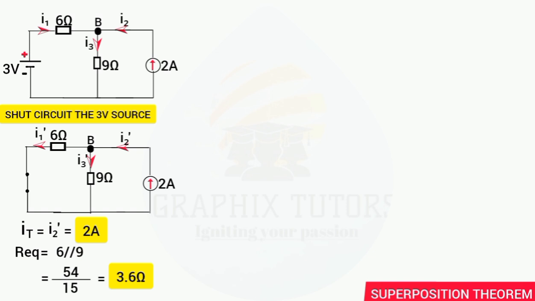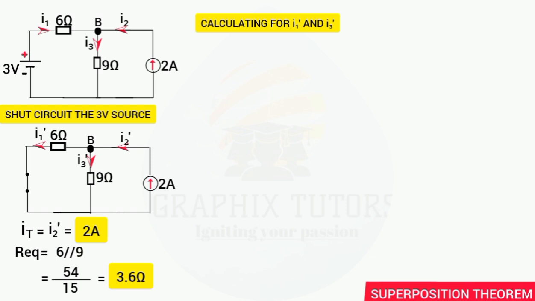Now we already know my value for I2 prime, which is 2A. Now we want to know the amount of the 2A that will flow through the 6 ohm, which is I1 prime. I want to know the amount of the 2A that will flow through the 9 ohm, which is I3 prime. So one of the ways we can achieve that is by using the current divider rule.